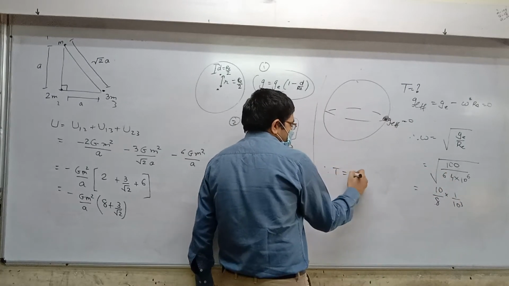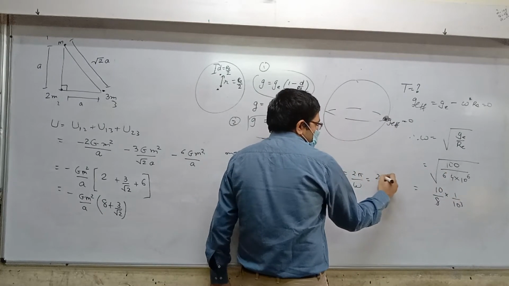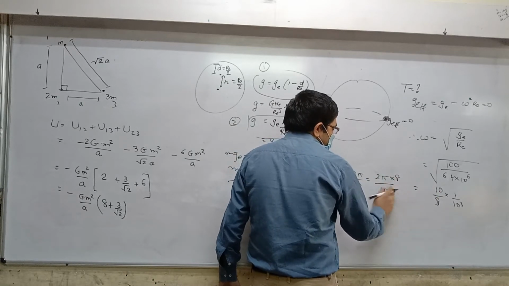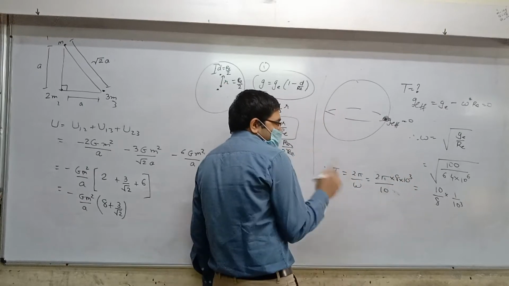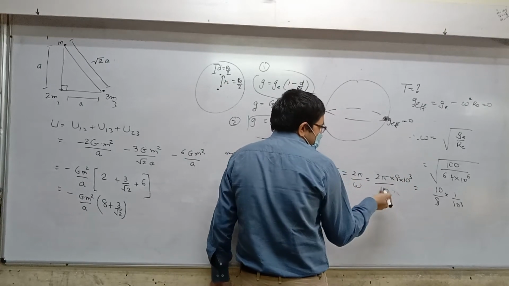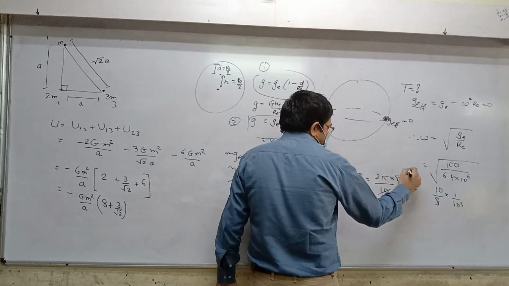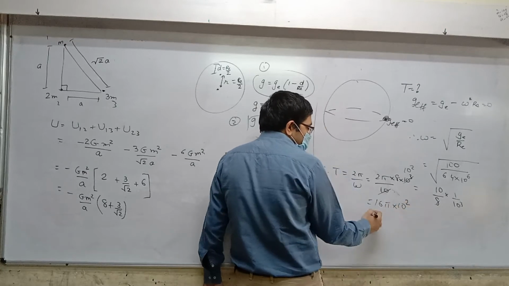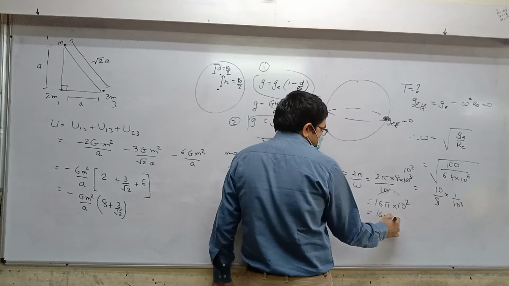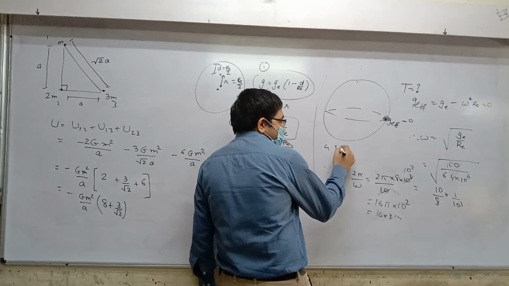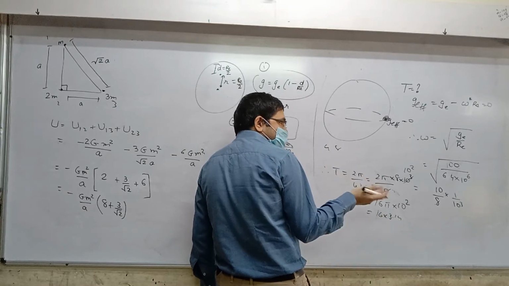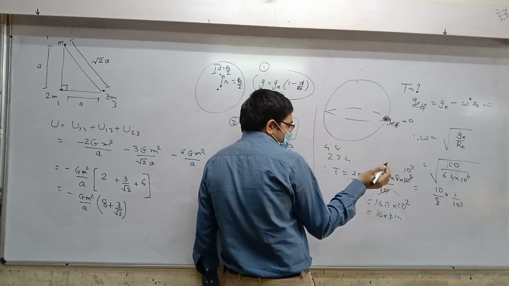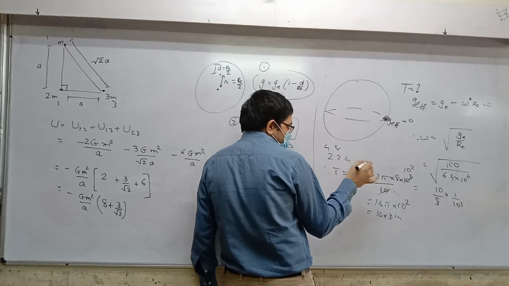Now T equals 2 pi by omega, that is 2 pi upon omega, which is 10 by 8 into 10 raised to 3. Now we can cancel a few things. We get 16 pi into 10 raised to 2. 16 pi into 10 raised to 2 is 16 into 3.14, which is 48 and 16 into 14 is 224. So it is 50.24.